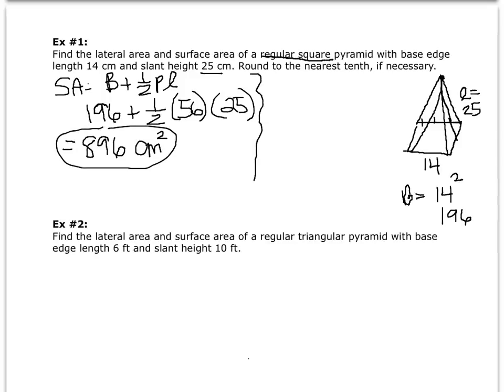Okay, that's surface area. I also need lateral area, and my lateral area formula ignores the base. So 1/2 PL. So I have all my values over here. I'm going to change colors here. I want to grab that part of my formula. So 0.5 times 25 times 56.